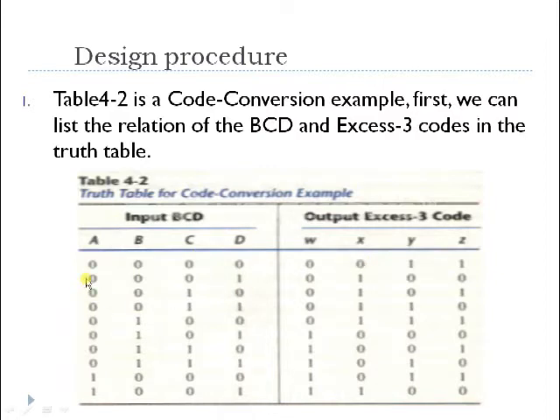BCD values range from 0 to 9. Therefore, I have written the combinations from 0 to 9 and their respective outputs in X3 code. All the other combinations, from 1010 to 1111, are don't care conditions. Why? Because here we have 4 variables, which give 16 combinations, but we are only using 10 combinations. The remaining combinations will not exist in the circuit, so those combinations are called don't care combinations.